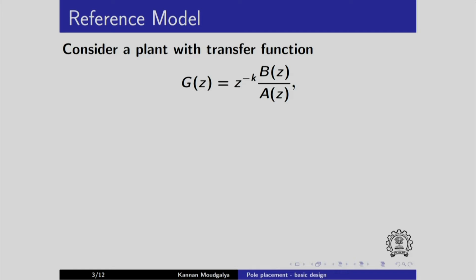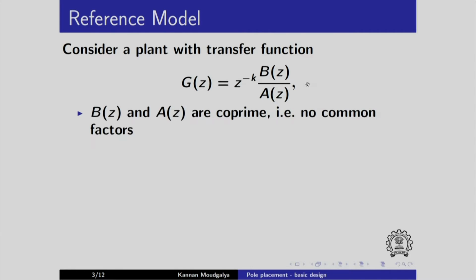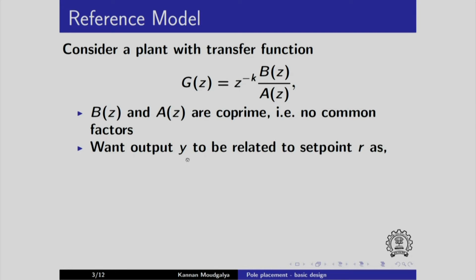Let's suppose that we have this transfer function g of z given by z power minus k into b by a. This is in discrete time. You have k samples of delay. These are all polynomials in z inverse, although I just write them as b of z, a of z, and so on. In addition, we assume that a and b do not have common factors. We call that coprime.